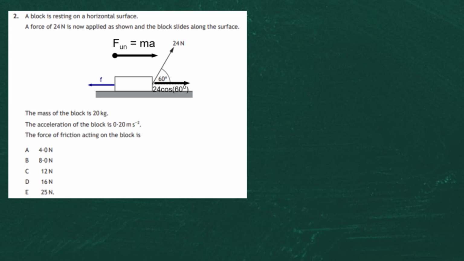So there's all our forces lined up, and we know we can work out the resultant force, unbalanced force, by taking the forward force, 24 cos 60, and taking away the force of friction. But let's work out first of all the unbalanced force, which is causing the acceleration. And we know that the unbalanced force which causes any acceleration is always equal to the mass times the acceleration of the object. We're told the mass is 20 kilograms, and we're told it's accelerating forward at 0.20 meters per second every second. So therefore the unbalanced force causing that is going to be 4 newtons. So we now know the unbalanced force is 4 newtons.